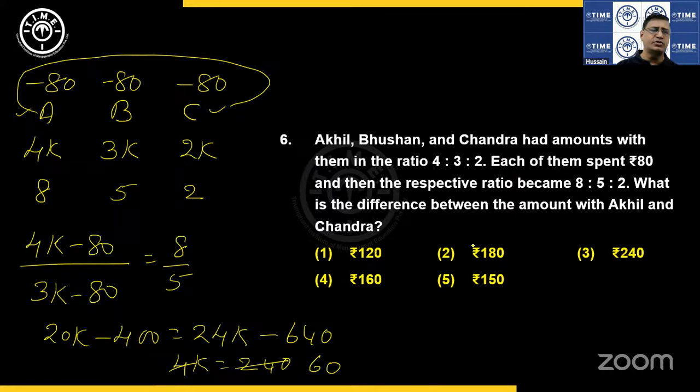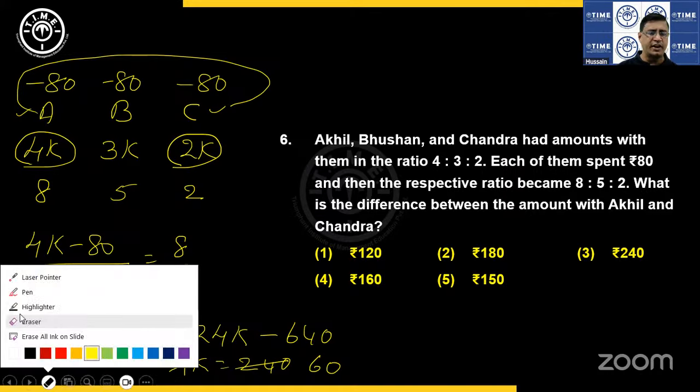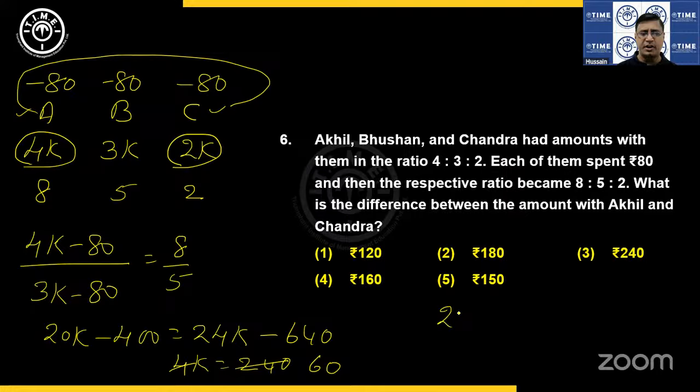When k is equal to 60, what is the difference? What to find? The difference between the amounts with Akhil and Chandra. The difference is how much? 2k. 2k means 2 into 60, which is equal to 120. So what is the right choice? Option number 1. The first choice is the right answer.